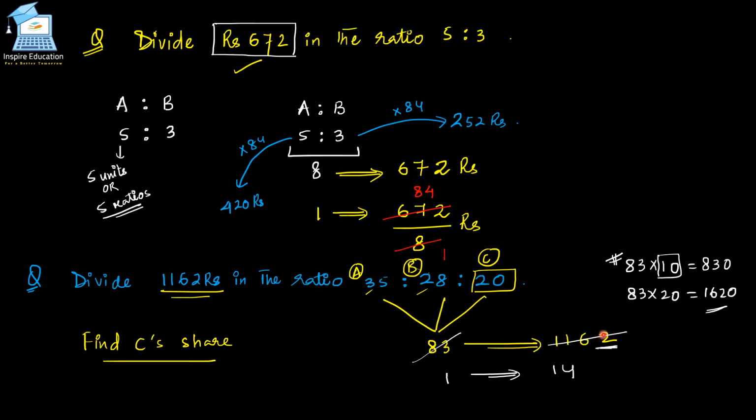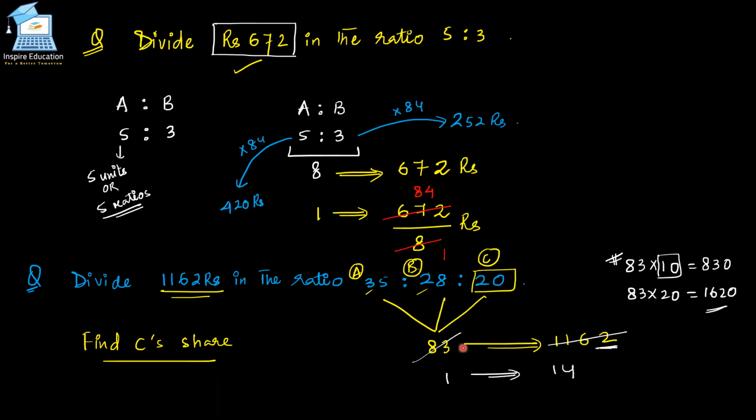So I'm doing some assumptions. 83 into 10 is 830, but I want to reach 1162. 83 into 20 is 1620, so I have crossed the number. So the number is something between 10 and 20. So what is the number? Now I got the observation. Your observation has to be very, very strong.